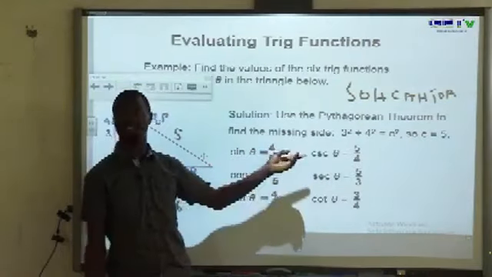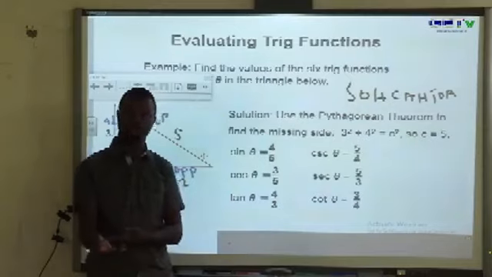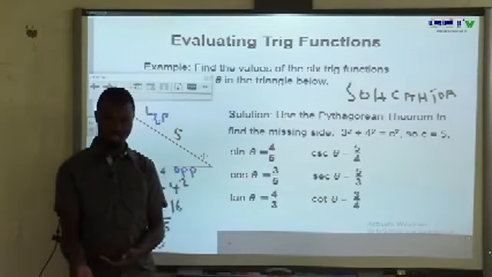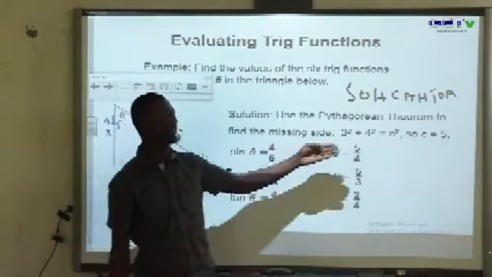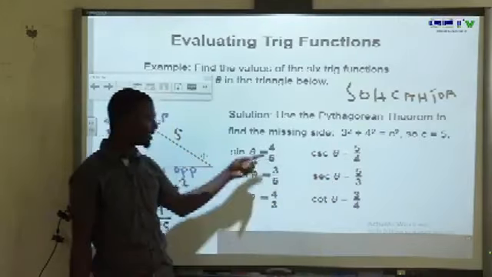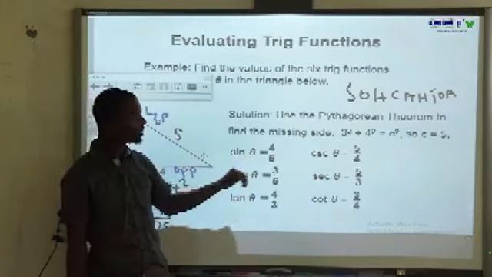Now, cosec, we reciprocate 4 over 5, or we use the reciprocal formula, that is hypotenuse over opposite, is still the same. That will give you 5 over 4. And the same as you reciprocate 4 over 5.